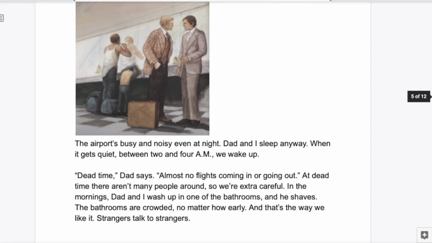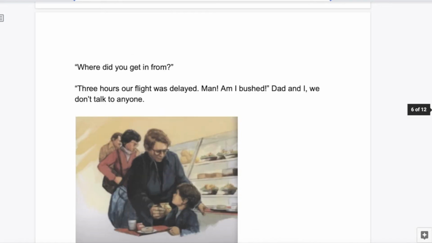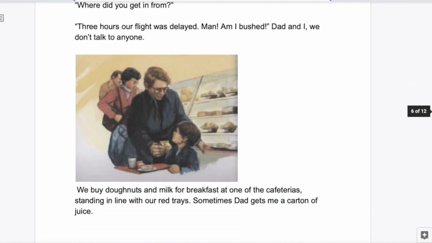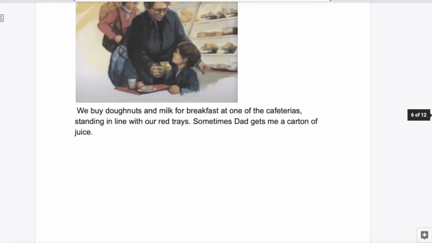In the morning, Dad and I wash up in one of the bathrooms. He shaves. The bathrooms are crowded no matter how early. That's the way we like it. Strangers talk to strangers. Where did you get it from? Three hours our flight was delayed, man, and I blushed. Dad and I, we don't talk anymore. We don't talk to anyone. We buy donuts and milk for breakfast at one of the cafeterias, standing in lines with our red trays. Sometimes Dad gets me a carton of juice.